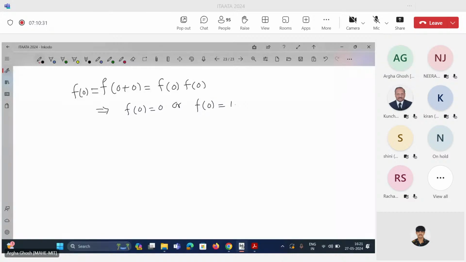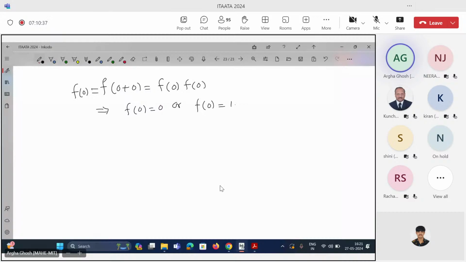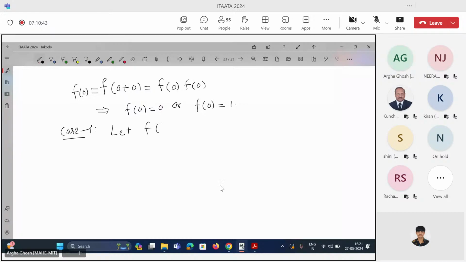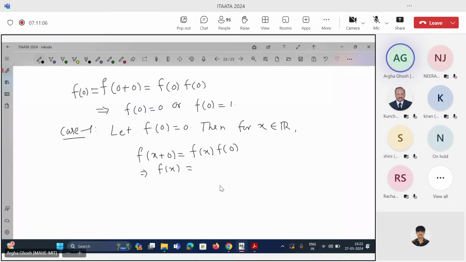These are the two possibilities: f of 0 is 0 or f of 0 is 1. So let's say f of 0 is 0. Case 1, let f of 0 equal 0. Then for any x belonging to R, f of x plus 0 is f of x into f of 0. This means f of x equals f of 0, which is 0, so 0. This part is very clear.